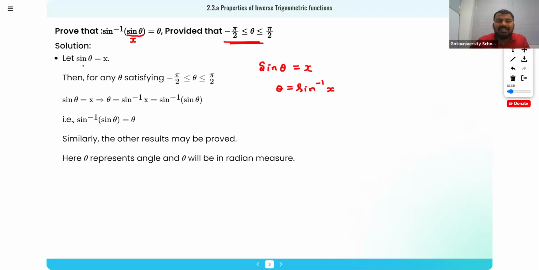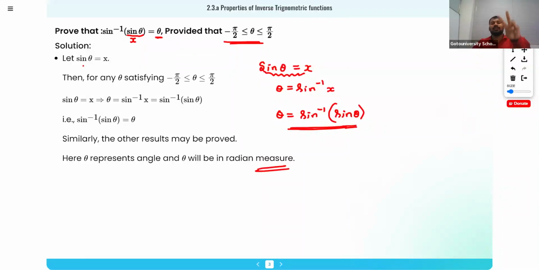Isn't it? Now, what is the answer they're telling? It is saying that it is going to be theta. And what is x? We know that x is sine theta. So can I say theta is nothing but sine inverse of what is x? Sine theta. Can I say sine theta? So we started with sine theta equals to x, and we got to know theta is sine inverse of sine theta, which is our proof.